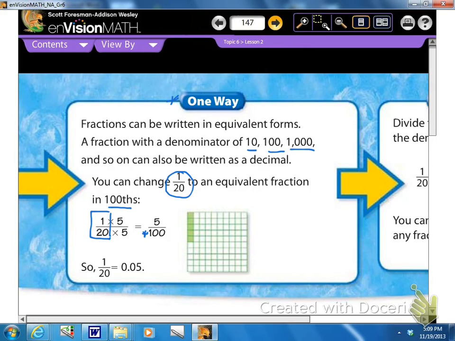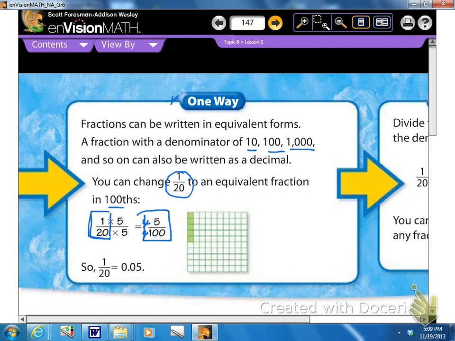So again, remember, we want to make an equivalent fraction. So we actually are multiplying by 5 over 5, which is 1. So we aren't changing the amount of 1/20th. So we're going to multiply 20 by 5 to get 100, which means we also have to multiply the 1 by 5 to get the 5. So a fraction equivalent to 1/20th is 5/100ths. Now just listen to 5/100ths, and you should figure out how you would write that as a decimal.